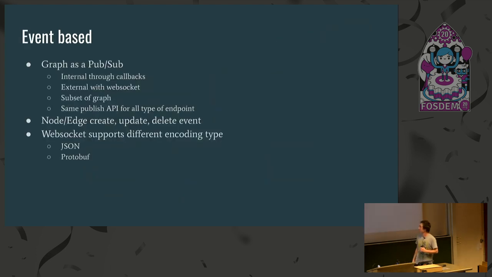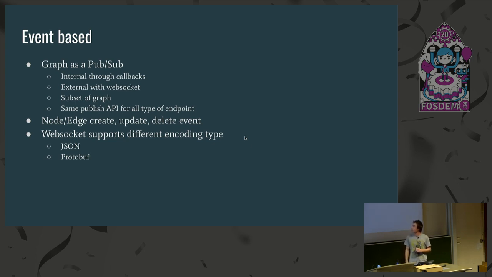Regarding the event mechanisms, it's a graph as a pub sub. When using it in the embedded mode, you register callbacks on the graph, and then your code is triggered when any event happens on the graph. You can also subscribe to the graph externally through a WebSocket, which is the way the web UI works, and you can also publish to the graph, to a pod or to a hub. It doesn't make any difference. It's the same API.